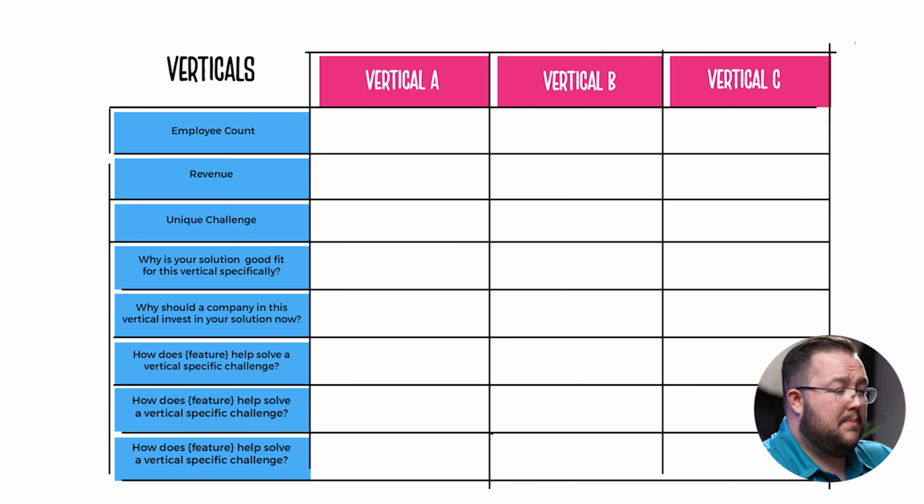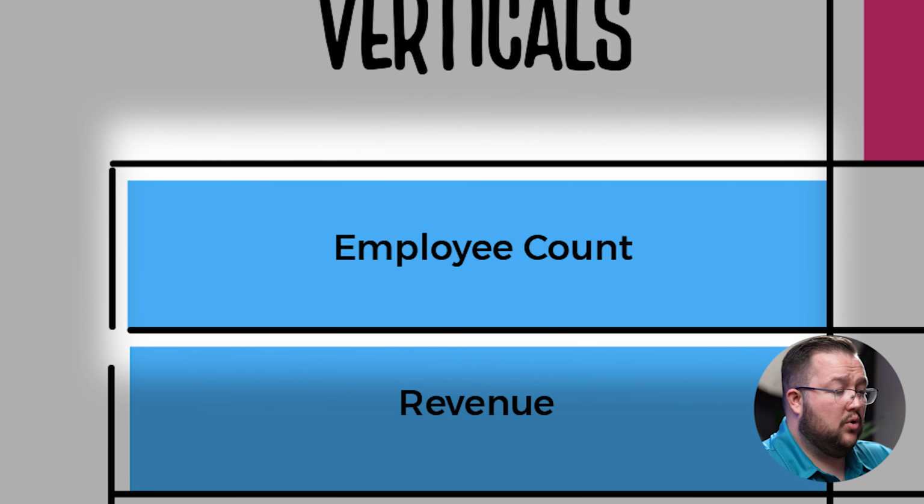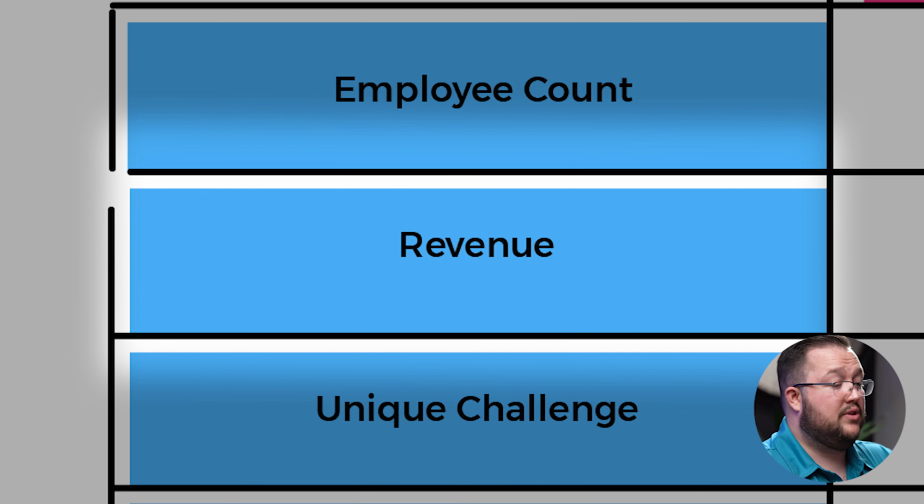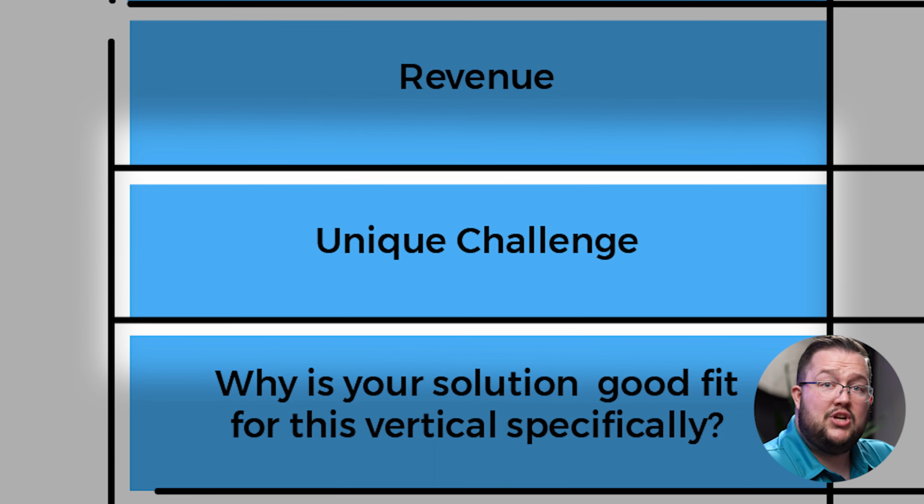So let's just go top to bottom here. Employee count, how many employees are at the organization? Revenue, how much revenue should they be doing to consider your product or service? And then it gets to the real important part. What's the unique challenge of this vertical that you are solving? And I can't stress that enough. You have to put a unique challenge that's vertical specific. If not, go back to the drawing board.